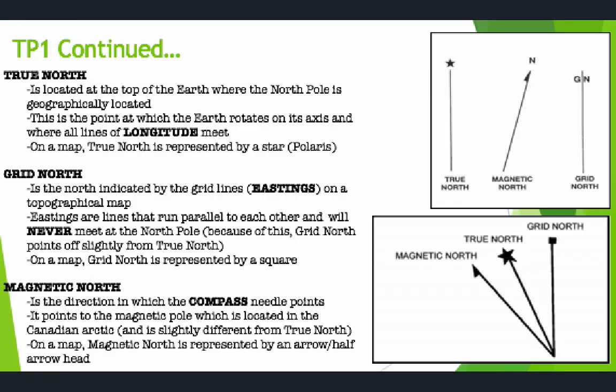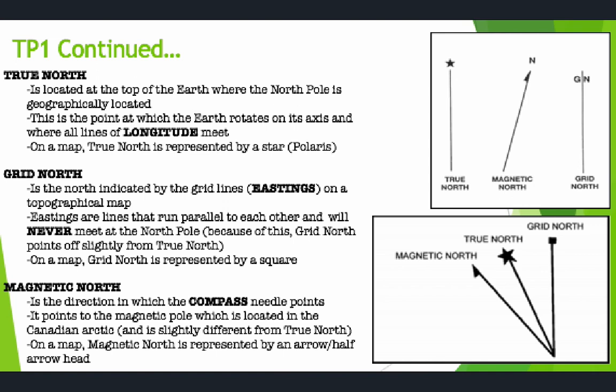For the last part of teaching point 1, we are going to talk about the three norths, starting off with true north. True north is located at the top of the Earth, where the North Pole is geographically located. This is the point at which the Earth rotates on its axis and where all of the lines of longitude meet. On a map, true north is represented by a star, or fleur-de-lis.